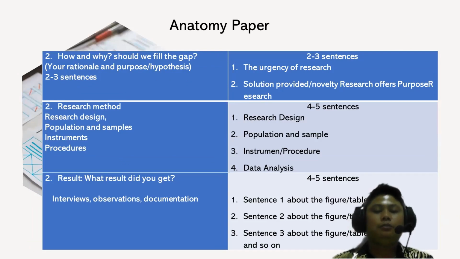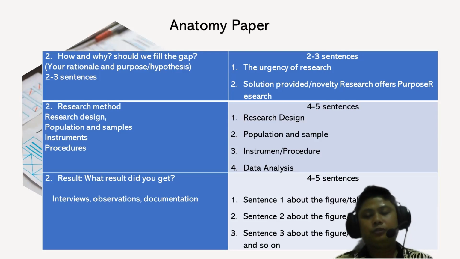And the next part of the anatomy of a paper is how and why. How we make this research and why we make this research, we can explain in detail so that we can explain our research. And we must have a solution that fills the gap. In this research, what is the gap, or the difference, or your rationale and purpose for this hypothesis?